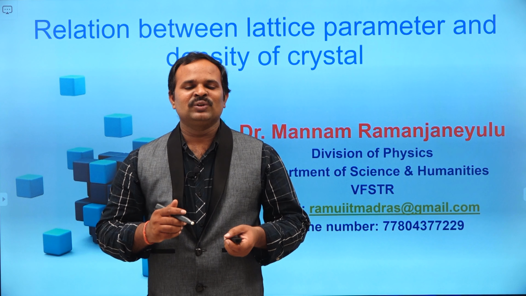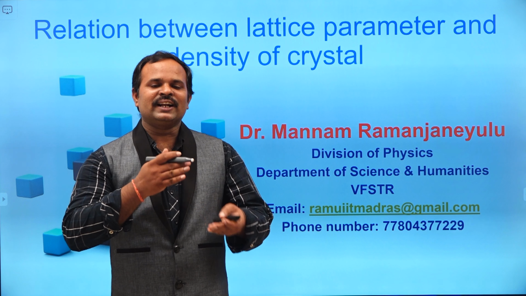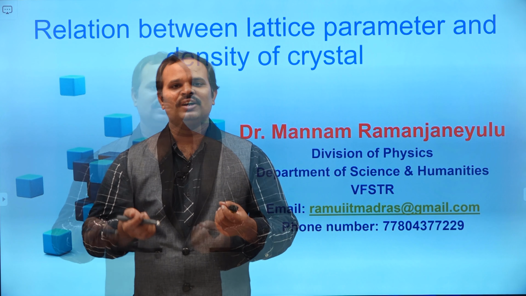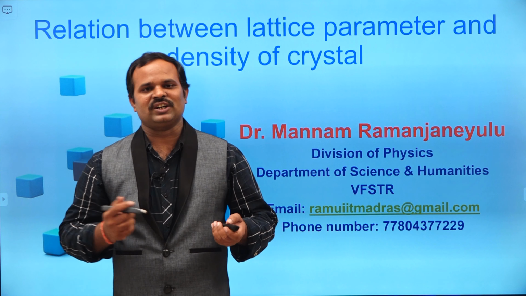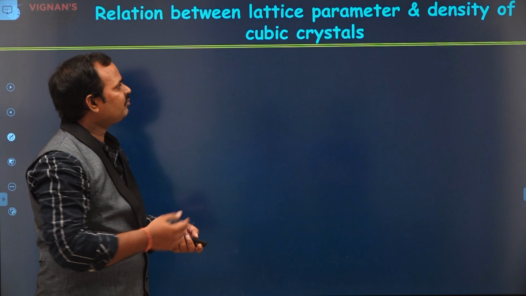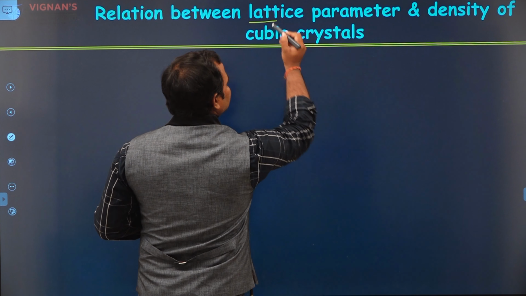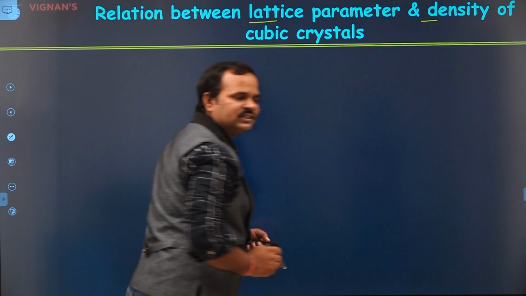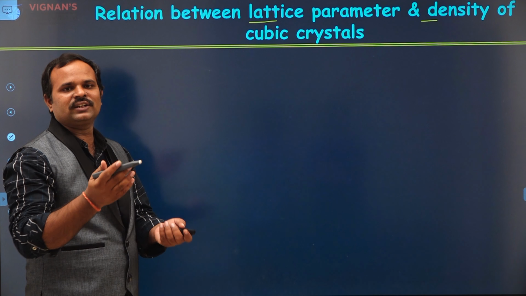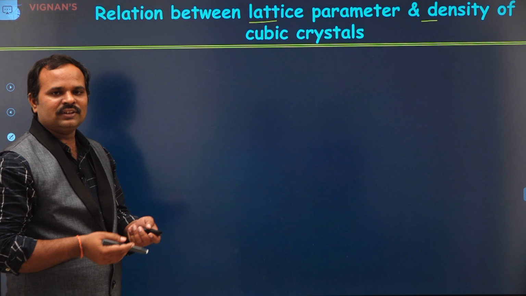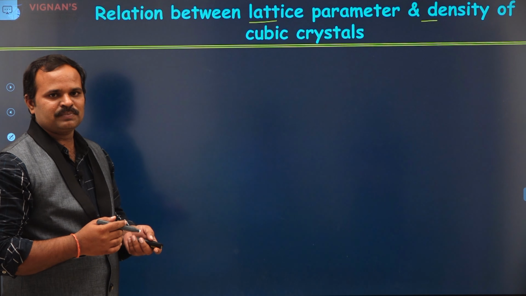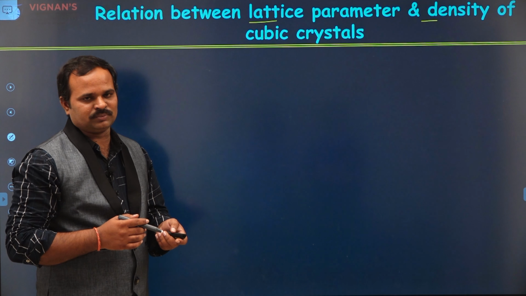In this lecture, we will discuss the relationship between the lattice parameter and the density of the crystal. Let's start. Initially, we consider the cubic crystal and find out the relationship between lattice parameter and the density of the crystal. And after that, we extend the discussion to other orthogonal systems, that means the tetragonal and orthorhombic systems as well. Let's start with the cubic system.